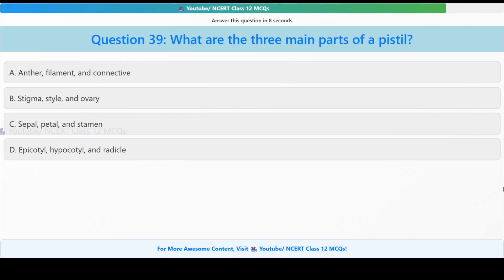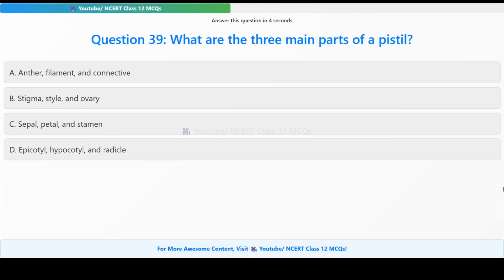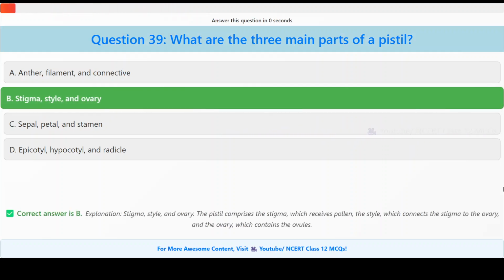Question 39. What are the 3 main parts of a pistil? Stigma, style, and ovary. The pistil comprises the stigma, which receives pollen, the style, which connects the stigma to the ovary, and the ovary, which contains the ovules.